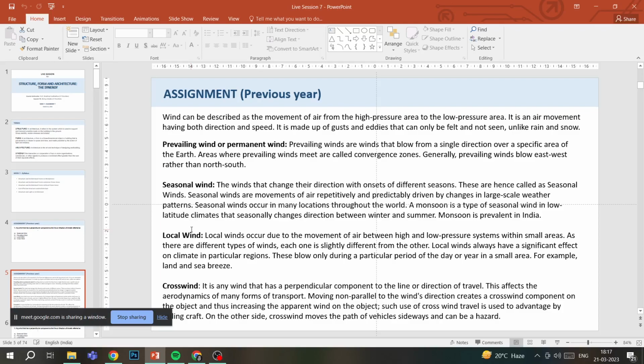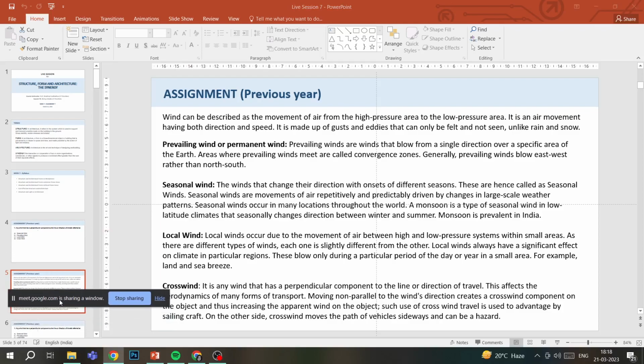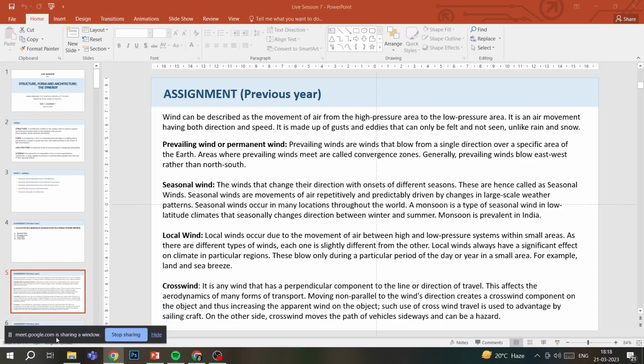In some cases, crosswind has been used for advantage. For example, in sailing, the crosswind is used as an advantage: a boat with a sail will go in that direction, or it can help you change directions. On the other side, it may also move the path of vehicles, and it can be a hazard in some cases.